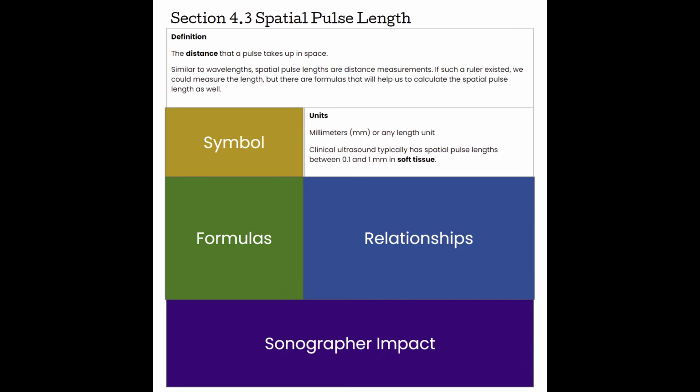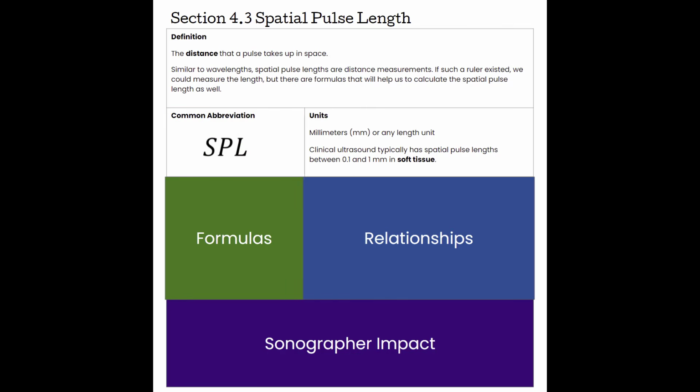Because spatial pulse length is a distance, we are going to use any distance or length unit. In ultrasound, we typically use millimeters, and in clinical ultrasound, we will see that spatial pulse length is usually between 0.1 and 1 millimeter in soft tissue. And yes, we are highlighting soft tissue again, because as you'll see in a second, spatial pulse length is related to wavelength. Wavelength was related to the medium, and therefore spatial pulse length is as well.